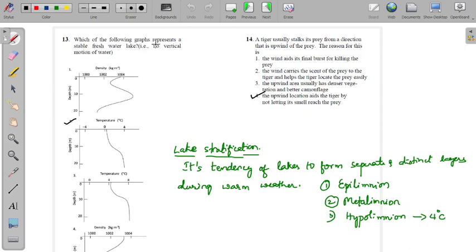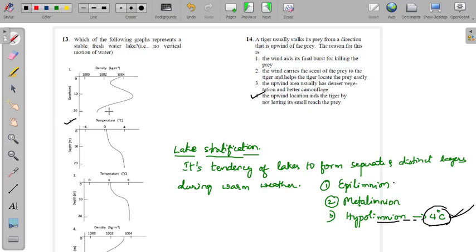13th question: which of the following graphs represents a stable freshwater lake? It is related to lake stratification. Lake stratification means the tendency of lakes to form separate and distinct layers during warm weather. The first layer is a little warmer, called the epilimnion, the second layer the metalimnion, and the third layer the hypolimnion. This is warmer, then the temperature decreases, and the last layer is underwater, at more depth than these two layers. It is about 4 degrees Celsius.